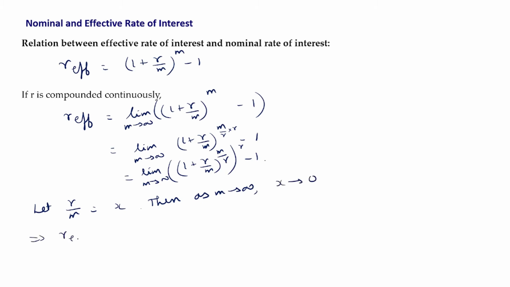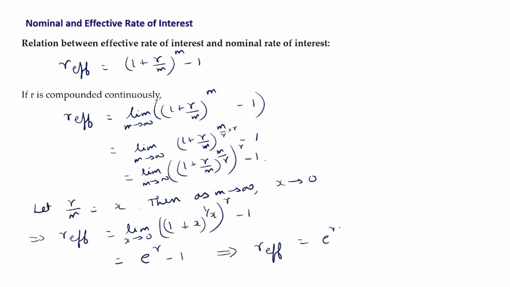This implies we have the effective rate as the limit as x tends to 0 of [(1 + x)^(1/x)]^R minus 1. Now this limit as x tends to 0 of (1 + x)^(1/x) is the definition of the exponential function, so it is equal to e. Therefore the effective rate is equal to e^R minus 1 if the nominal interest rate R is compounded continuously.